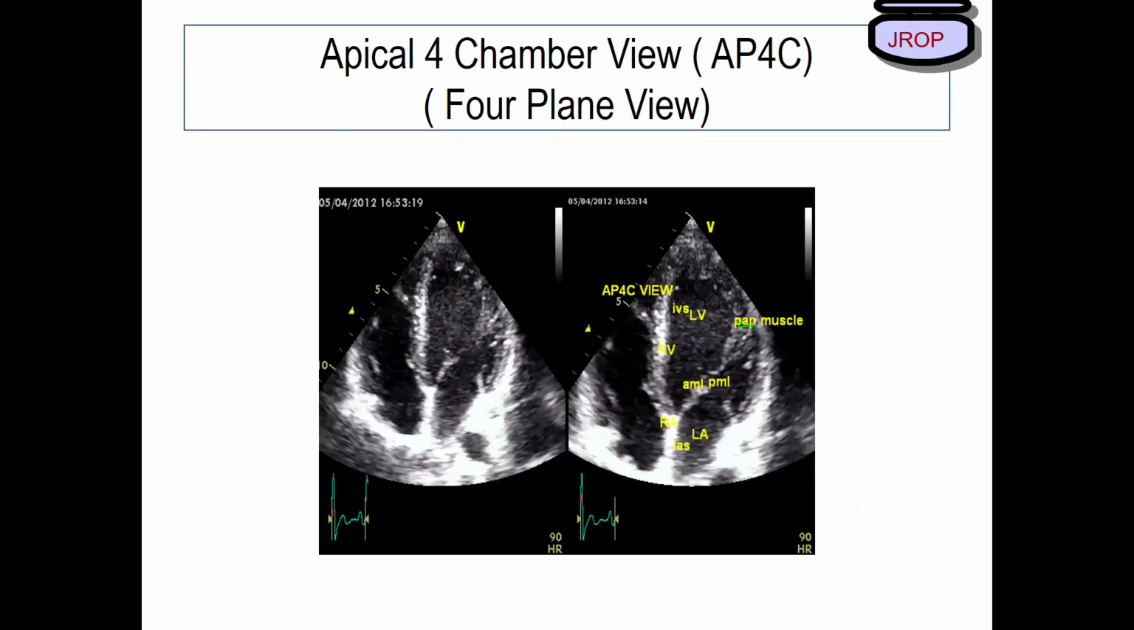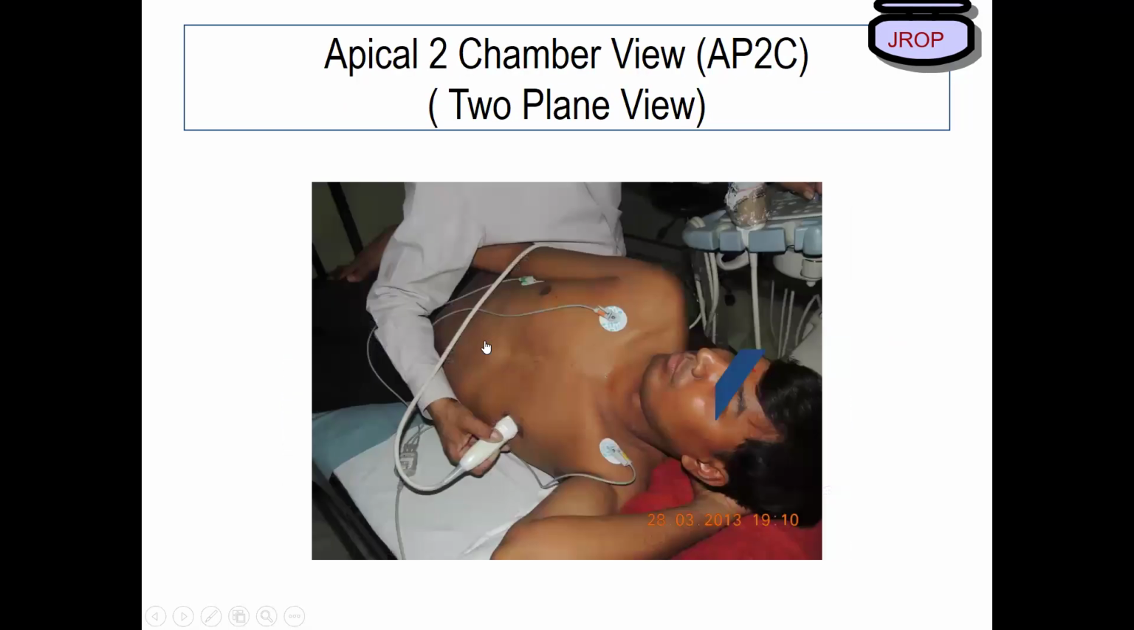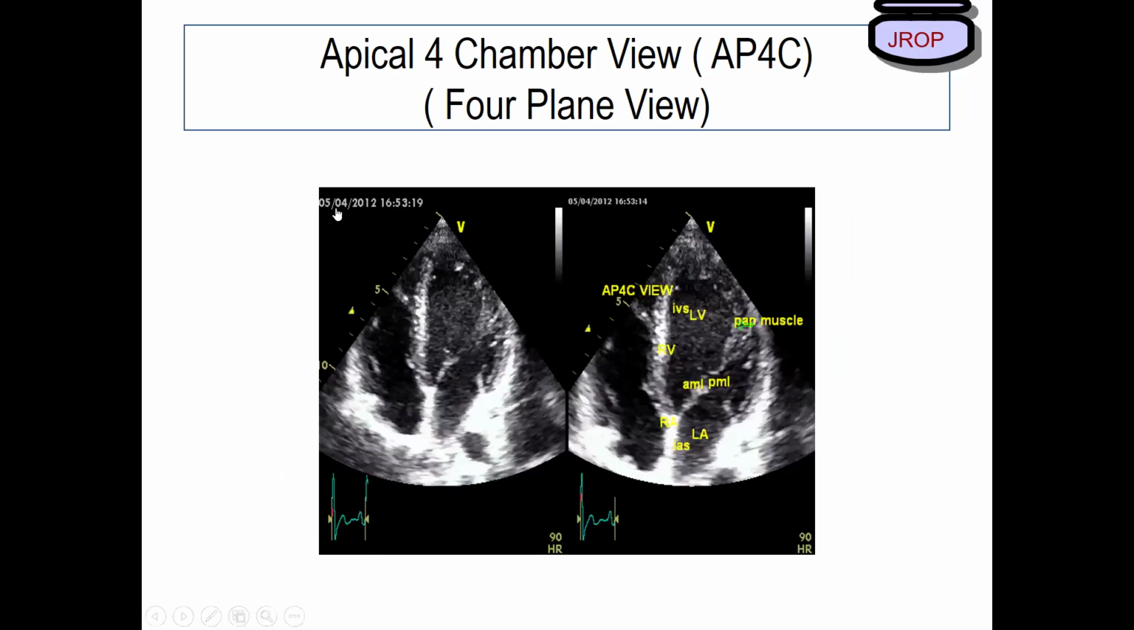Now look at this 4-chamber view. Let me explain. This is the septum. In the 3-chamber view, this will be the anterior septum. So we have the septum. We have the lateral wall in the 4-chamber view. AML, PML. This is LA, this is aorta. This is RV, this is RA.